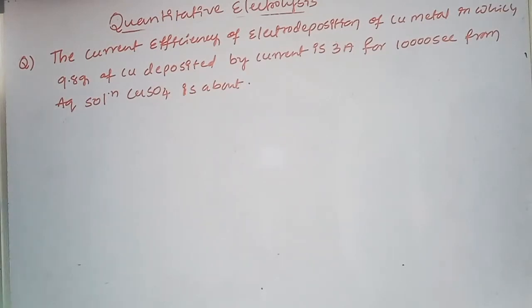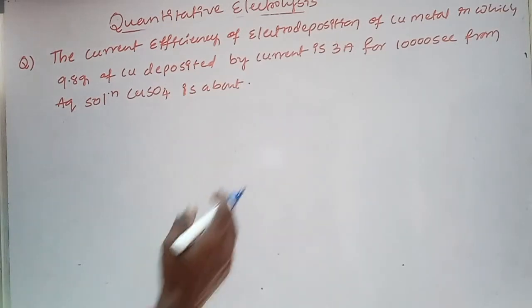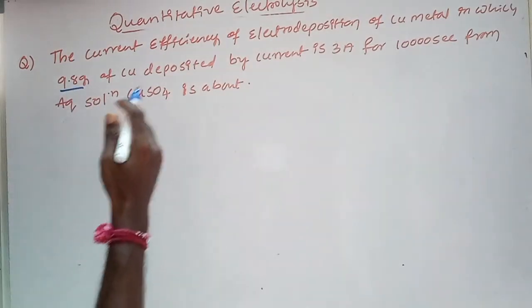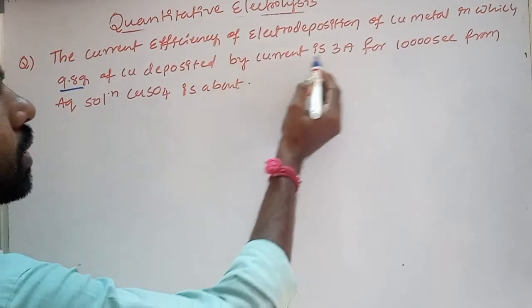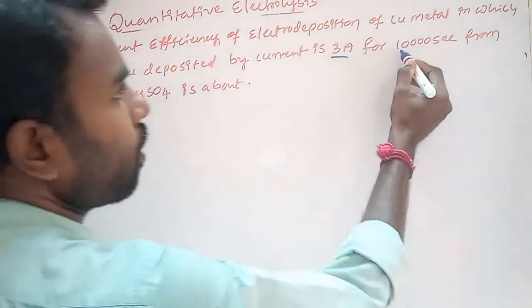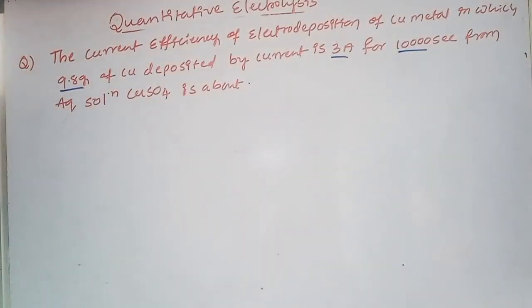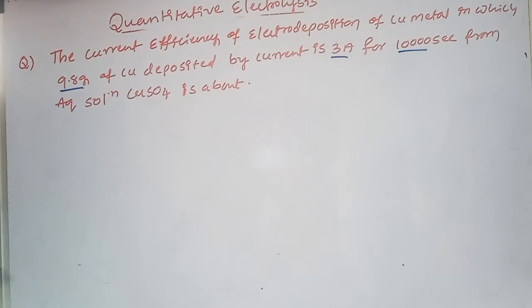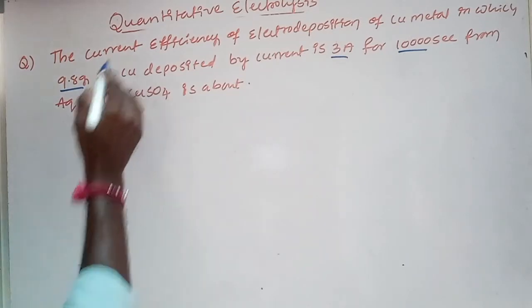The current efficiency of electrodeposition of copper metal, in which 9.8 grams of copper is deposited by passing a current of 3 amperes for 10,000 seconds from aqueous solution of copper sulfate, is about. Means they are asking about current efficiency.